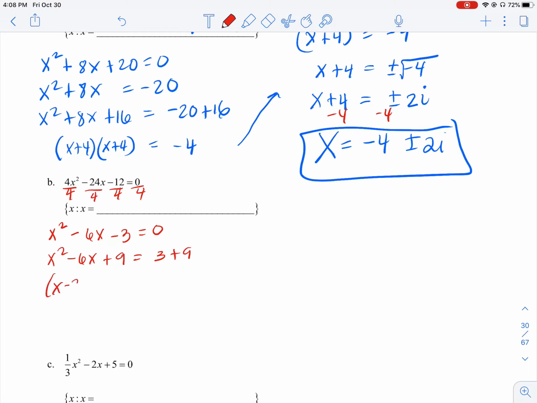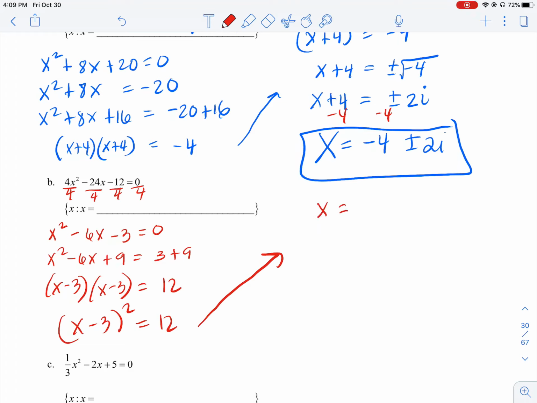So this is x minus 3. X minus 3 squared equals 12. Okay, and then I have x plus 3 squared equals, oh, wrong. X minus 3, sorry, squared equals 12. Moving on, you'll have x equals, I am doing too many shortcuts, right? X minus 3 equals plus and minus square root of 12.